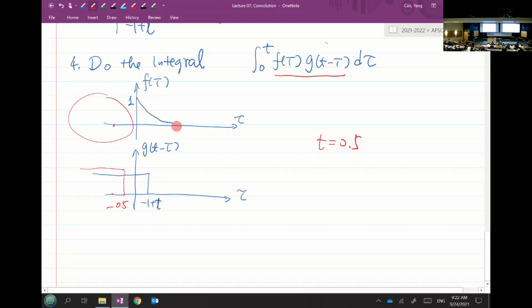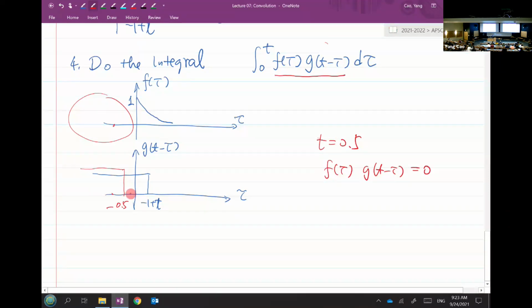Now, can anybody tell me what this integral would be? Yes, right? If I pick t equal to 0.5, you multiply the two graphs, the blue one and the red one here, and they don't overlap. When you multiply together, you get a 0. So basically, f of tau and g of t minus tau multiplied will be 0. Similarly, if I move a little bit more, it could still be 0.